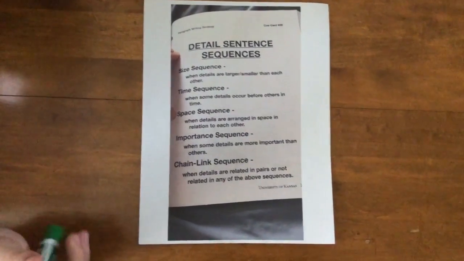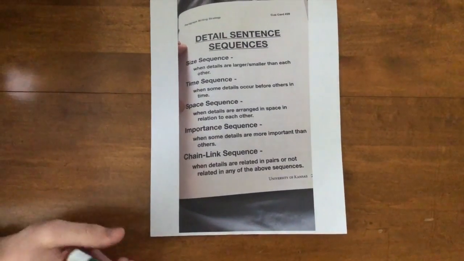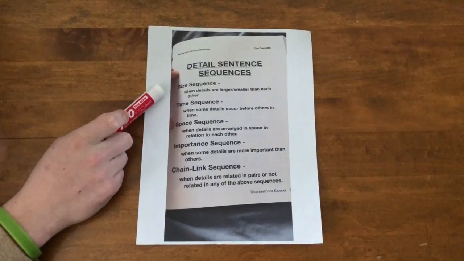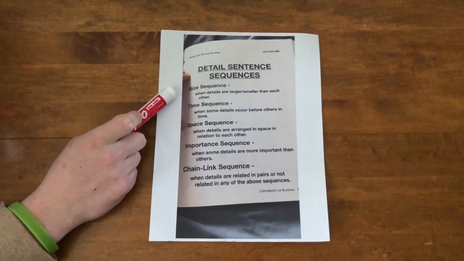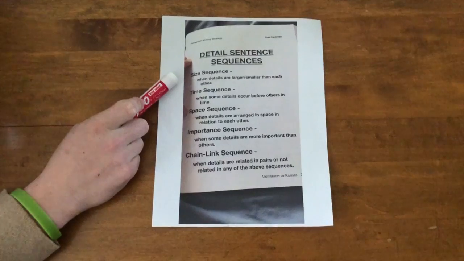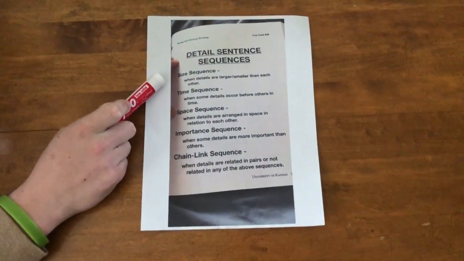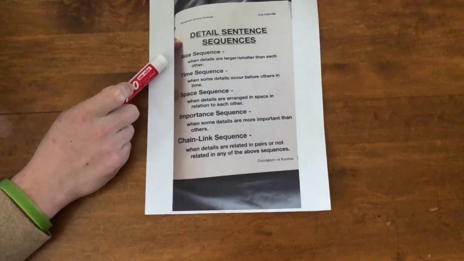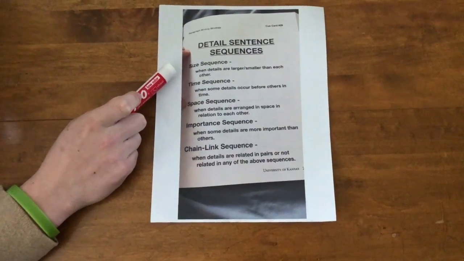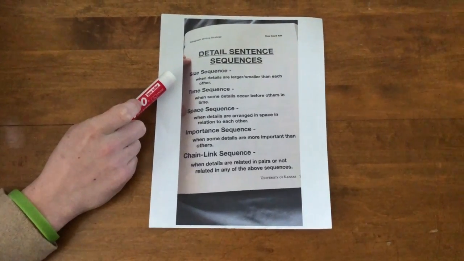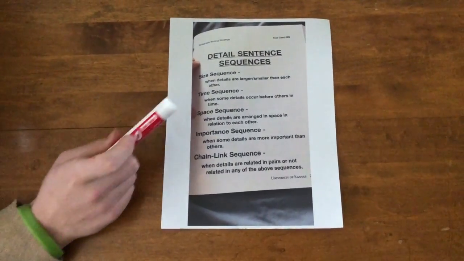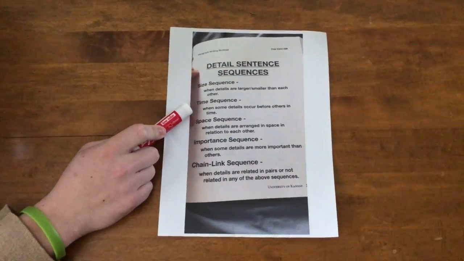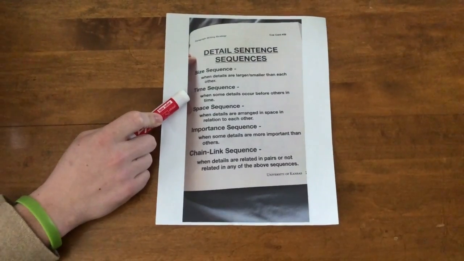So which sequence would work best for this paragraph, do you think? Let's think about it. Does the size sequence work best for this paragraph? Well, some of the items I've listed as details are bigger than another, but most of them are the same size. Besides, size isn't really important when discussing items in a classroom or a room. Does the time sequence make sense for this paragraph? No, the items I've listed do not relate to each other in time.